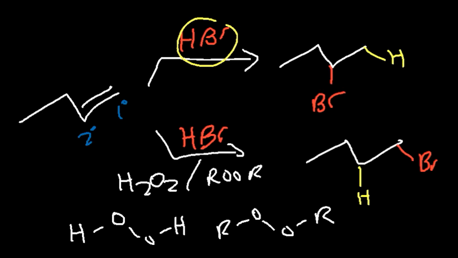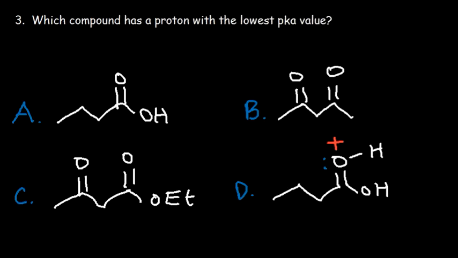Number 3, which compound has a proton with the lowest pKa? So let's compare different compounds. Let's start with the alpha hydrogen for the compound in answer choice C and in answer choice B. Which of those two hydrogens is more acidic?